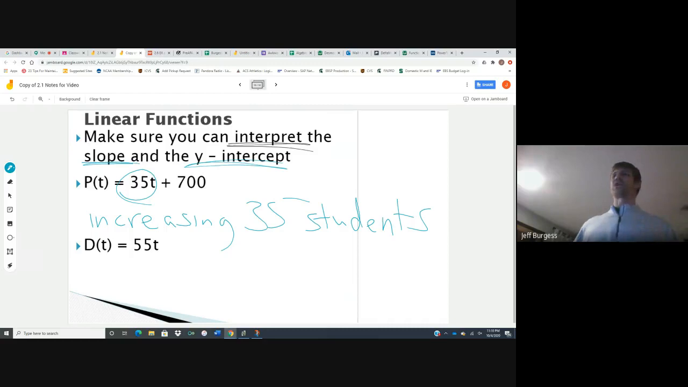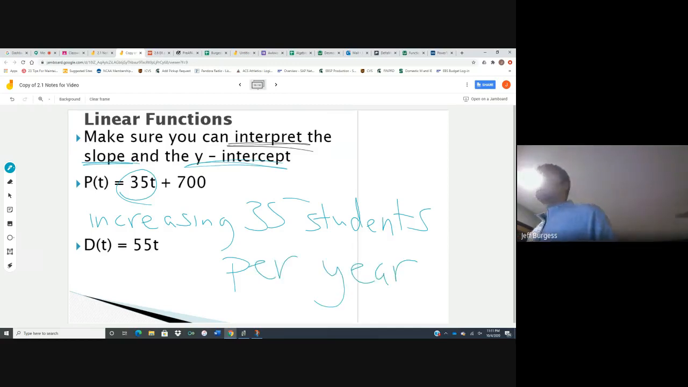So it's a rate of change, right? It's increasing 35 students, that key word, per year or per month or whatever it happens to be we're talking about, okay? A lot of people may use for each, for every, things like that. That can mean the same thing, but per is the most common word to show that it's a rate of change when you do that, all right?